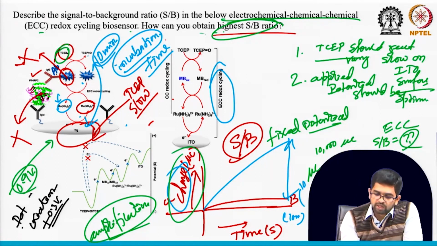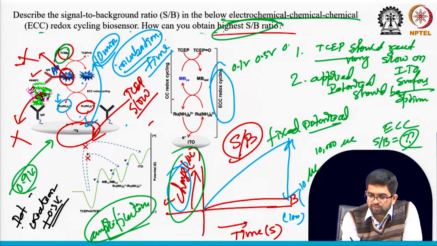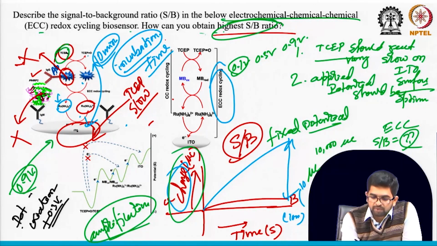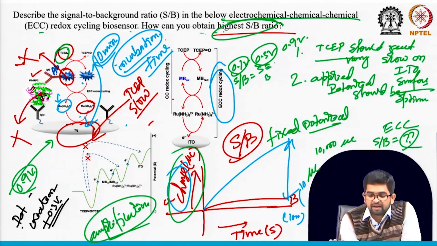Why am I saying optimum? Because in some cases, maybe you are applying 0.1 volt or 0.3 volt or 0.9 volt. In the 0.9 volt case, T shape is maybe reacting very, very slowly, but your signal is also very low. Then your signal to background ratio will not be that high. But in the 0.3 volt case, your background is a little high, but the signal is very high. So then the signal to background ratio will be very high, right? Then we will choose the optimum potential of 0.3 volt, not 0.1 volt.